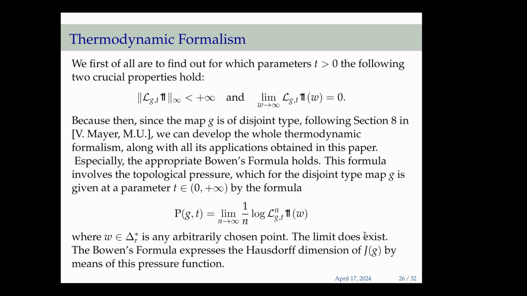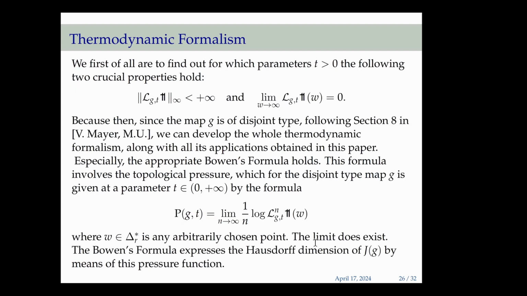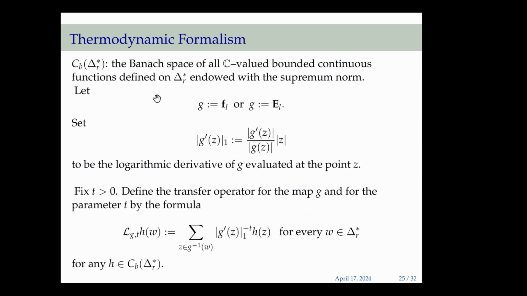However, we first of all just want to find for which parameters t bigger than 0 the following two properties hold. Namely, that this series converges, and moreover, that if you take the function identically equal to 1, then its supremum norm is bounded. So this permits me to consider this operator L_{g,t} acting on bounded continuous functions defined on such a disk. It will then be preserved.